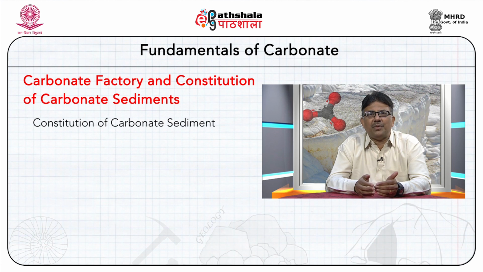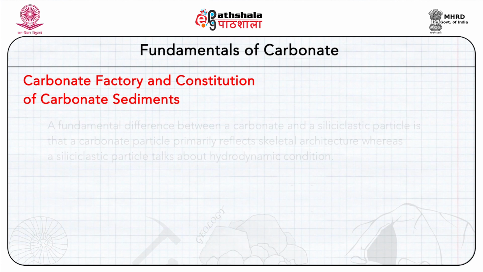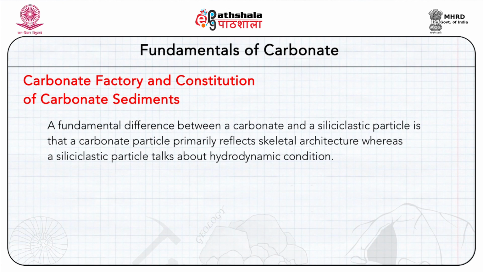Mineralogically, the hard parts of organisms are either low magnesium calcite, high magnesium calcite, or aragonite, or a combination of these minerals. In size, the skeletal components can range from tiny foraminifers to as large as a coral, that is 2 to 3 meters in diameter, preserved intact. A fundamental difference between a carbonate and a siliciclastic particle is that a carbonate particle primarily reflects skeletal architecture, whereas a siliciclastic particle tells about hydrodynamic condition.